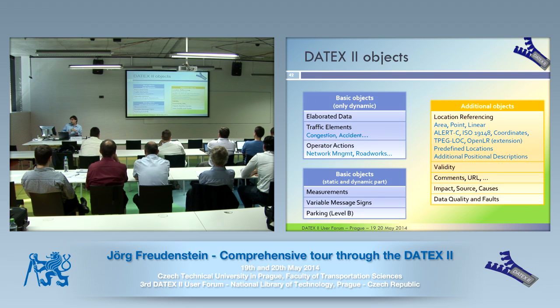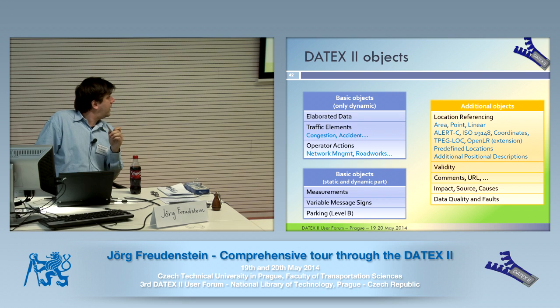Okay, now I try to collect the objects some more in a structured way. You see that most of the elements I explained before. We are distinguishing between objects which are only dynamic. So the elaborated data is an object which does not have any static part. You only have dynamic information there. You have got some traffic elements like congestions and accidents. These are dynamic too. The operator actions, network management, roadworks, these are dynamic information.